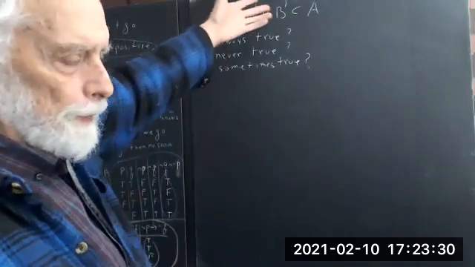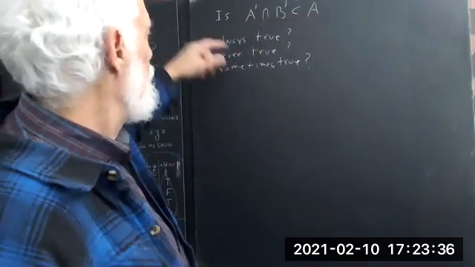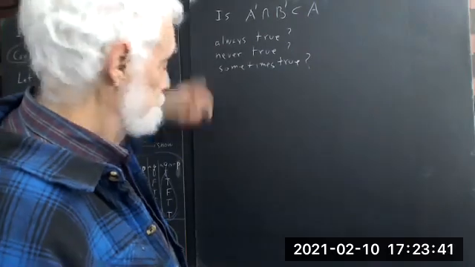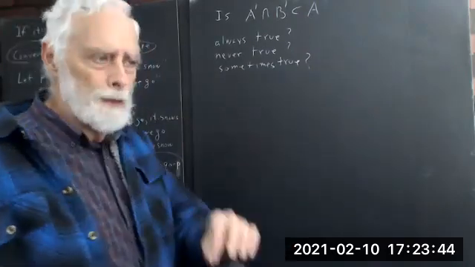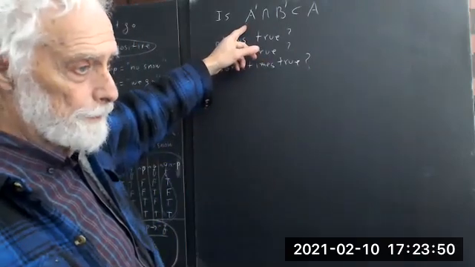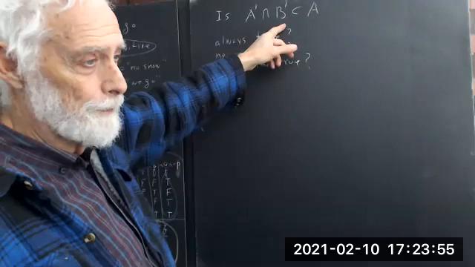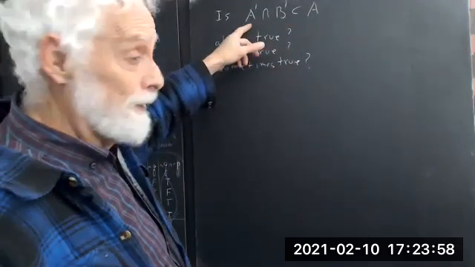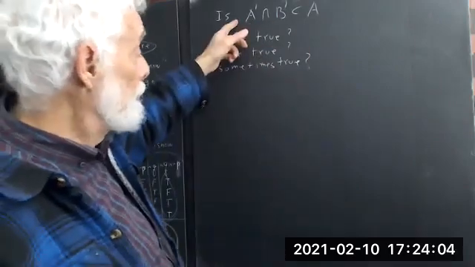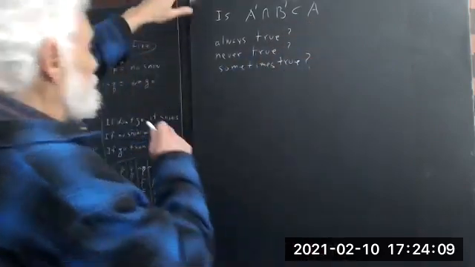Okay, let's consider a question of this nature. Is A prime intersection B prime a subset of A always true, never true, or sometimes true? Well, one way to answer the question is to say, this consists of everything that's outside of A prime if it's also outside of B prime. It's got to be outside of A prime to be in this intersection. If it's outside of A prime, it's not in A.